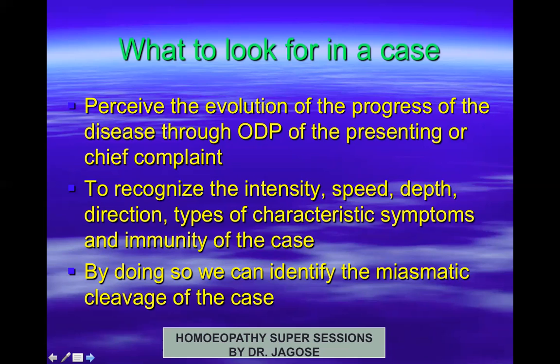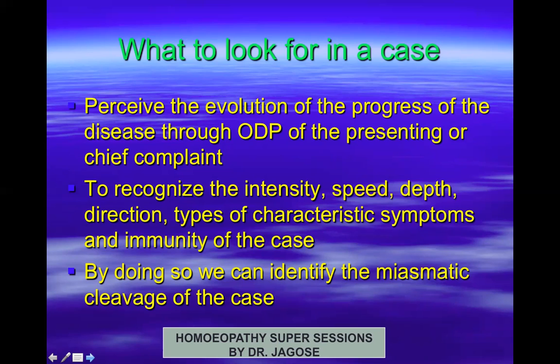So by knowing the important evolutionary march of events, you will be able to perceive the miasms and the shift of the miasms also, if you take the case correctly with the correct evolutionary sequence of the march of events taking place in a patient's life. Then not only that, you also have to recognize the intensity, the speed, the depth, the direction, the type of characteristic symptoms, and immunity of the case. This can be easily identified by identifying the miasm.